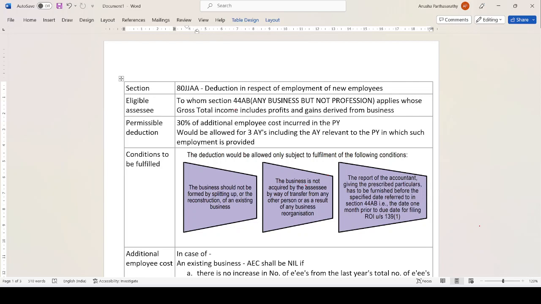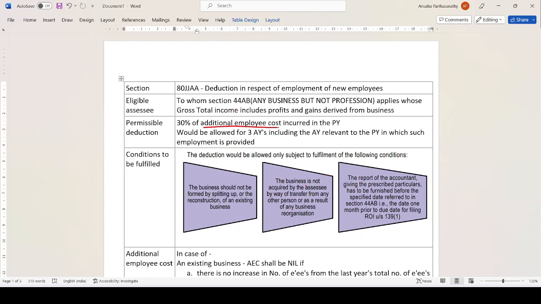Eligible SSCs here would be those SSCs to whom Section 44AB applies, whose gross total income includes the profits and gains derived from the business and not profession. Only business and not profession. What is the permissible deduction here? 30% of additional employee cost incurred by the SSC in the previous year will be allowed as a deduction.